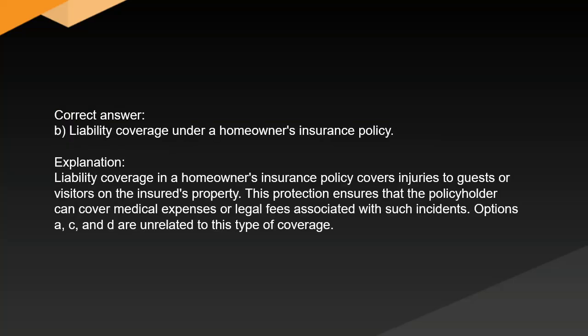Correct answer. B. Liability coverage under a homeowner's insurance policy. Explanation. Liability coverage in a homeowner's insurance policy covers injuries to guests or visitors on the insured's property. This protection ensures that the policyholder can cover medical expenses or legal fees associated with such incidents. Options A, C, and D are unrelated to this type of coverage.